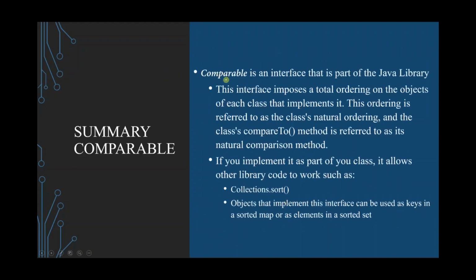So Comparable, the one we spent our time talking about, is an interface that is a part of the Java library. This interface imposes a total ordering on the objects of each class that implements it. And we have seen how to use it. We have seen how to use Collections.sort. And Collections.sort, remember, even if you have your own interface, you need your interface to extend the java.lang.Comparable interface.